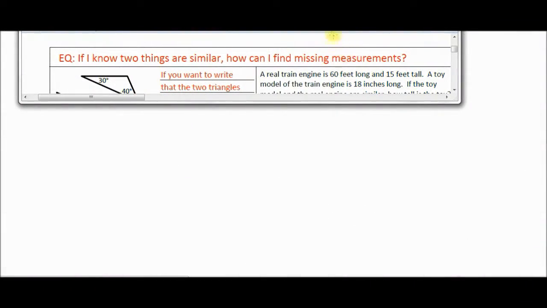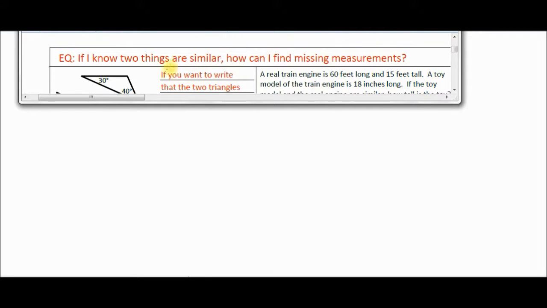This video is going to help you fill out the bottom flap of section number 3 of your flipbook that's titled Unit 7 Similarity. This section title is Finding Missing Measures. How do we use the rules or the things we know about similarity to find missing measures? Our essential question is, if I know that two things are similar, how can I find missing measurements?